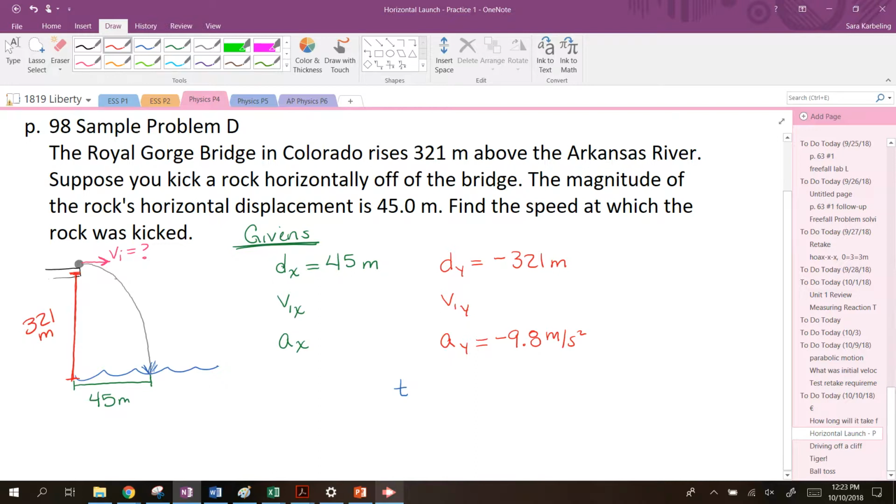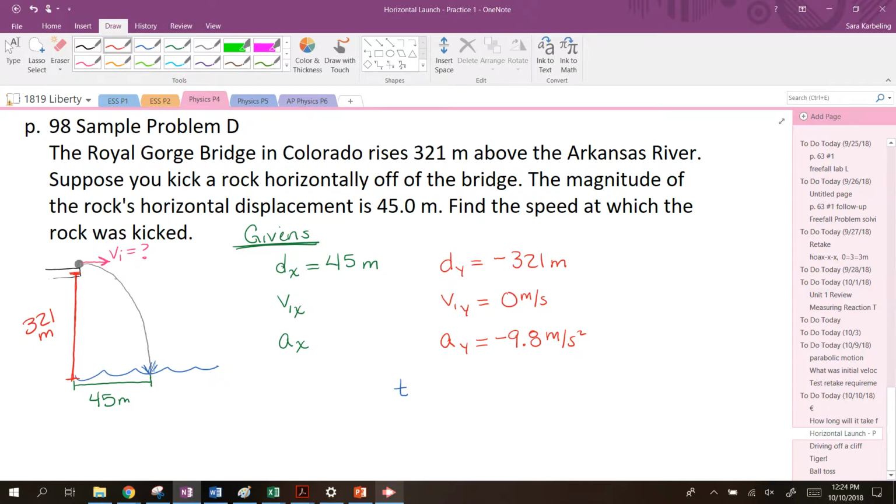Yes. VI in the y direction is 0, because if you look at the pink arrow here, the pink arrow is only in the x direction right now. Do you see that? So that is awesome. That makes our life a lot better in this case. We can say that VI in the y direction is 0 meters per second. Excellent. What else have you got?